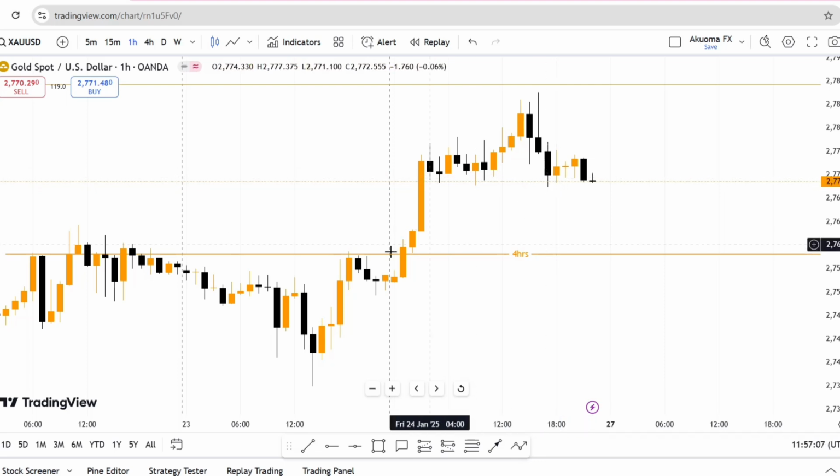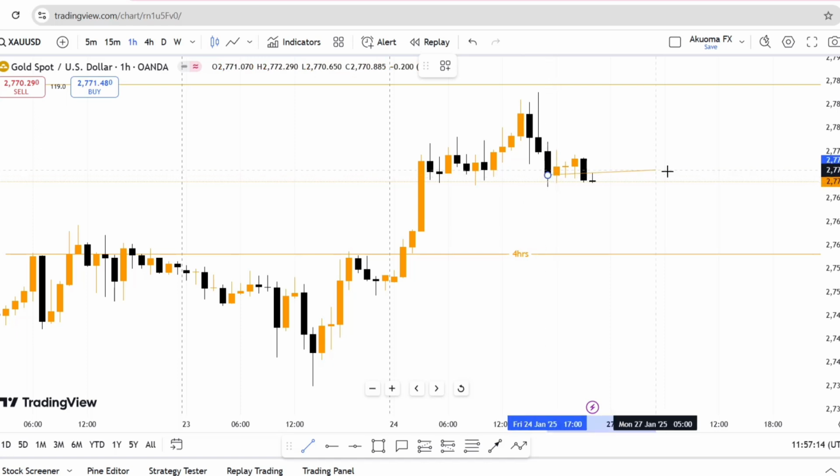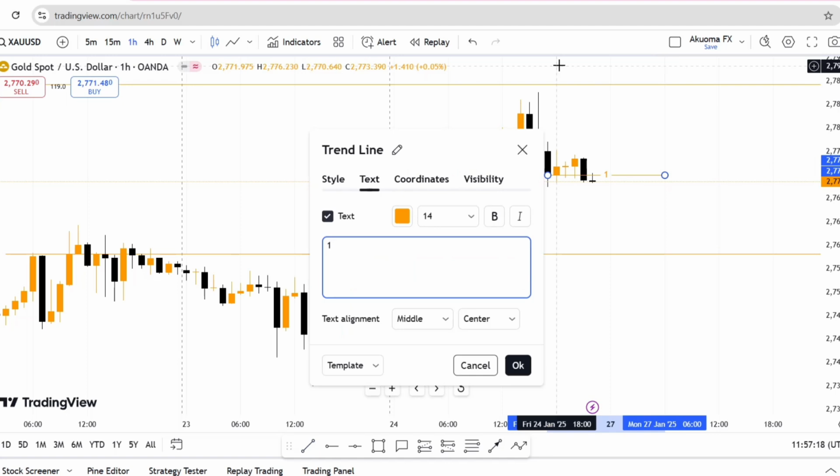So guys, let me map out our zone from this 1 hour time frame. This is what we are currently seeing from the 1 hour time frame. We'll also map it out.